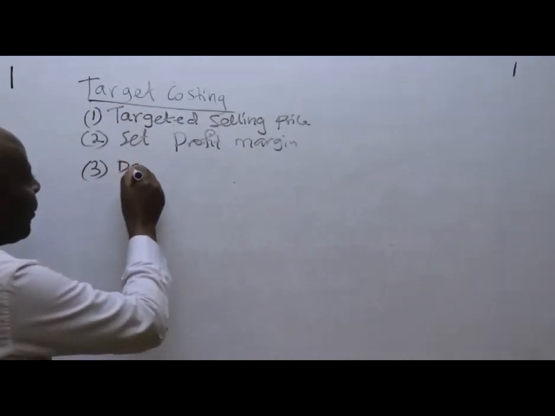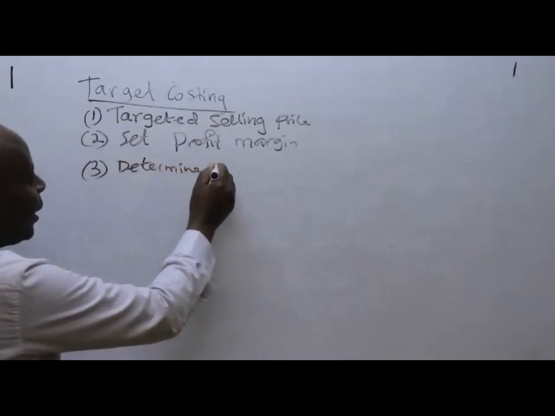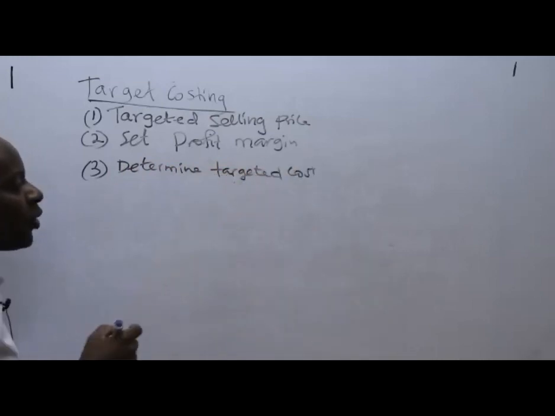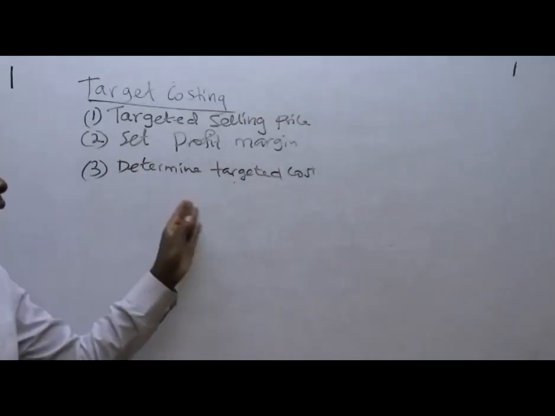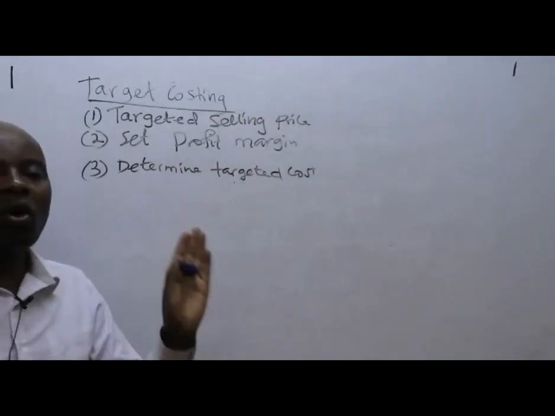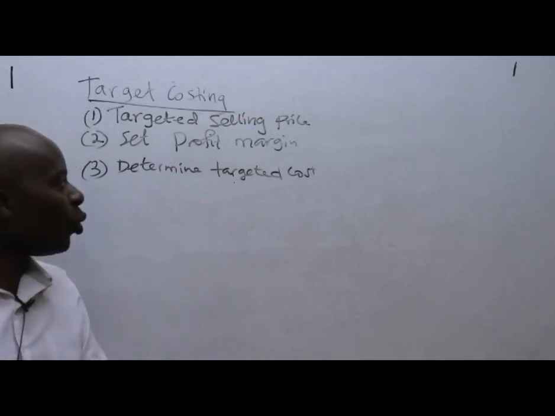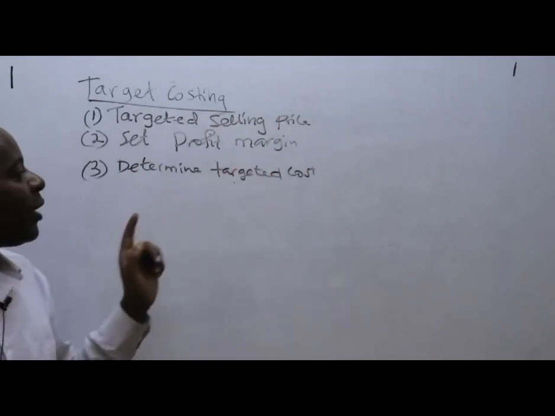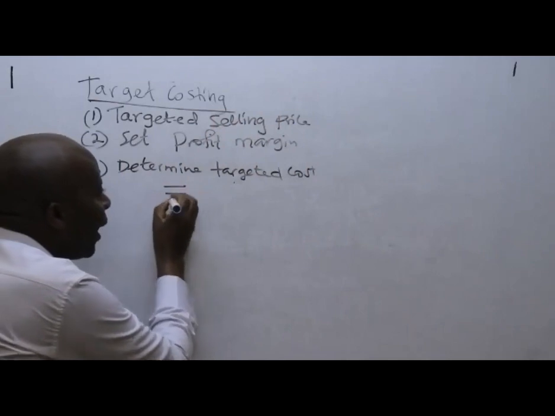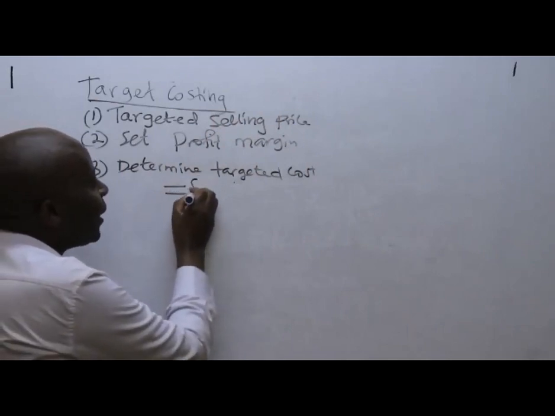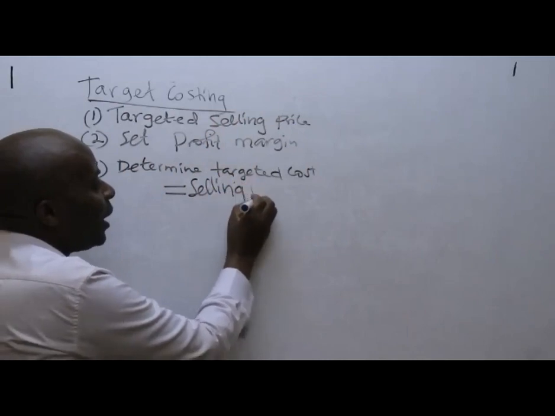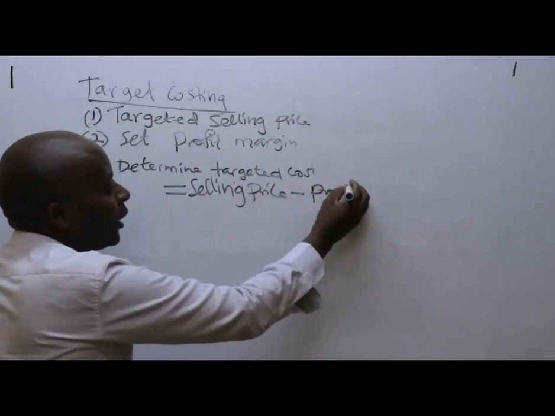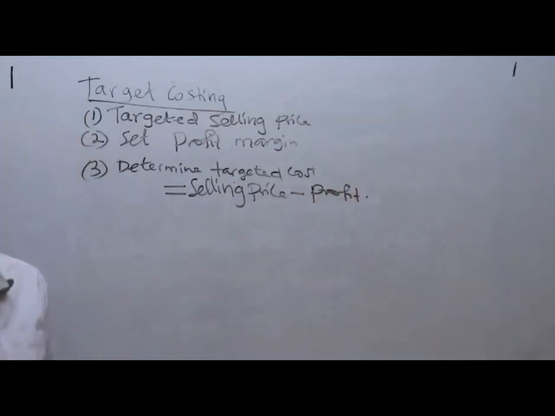So you determine the targeted cost. And how do you get this targeted cost? To get the targeted cost, ladies and gentlemen, what you're supposed to do is to take the selling price you have up there, and you subtract the profit margin.